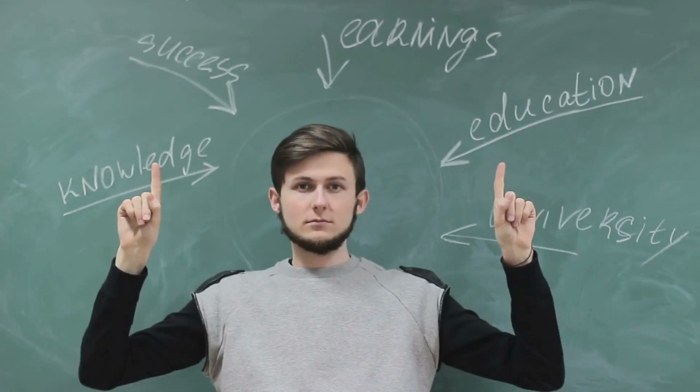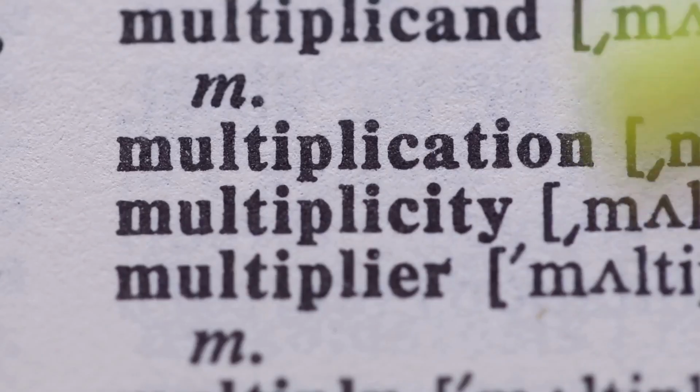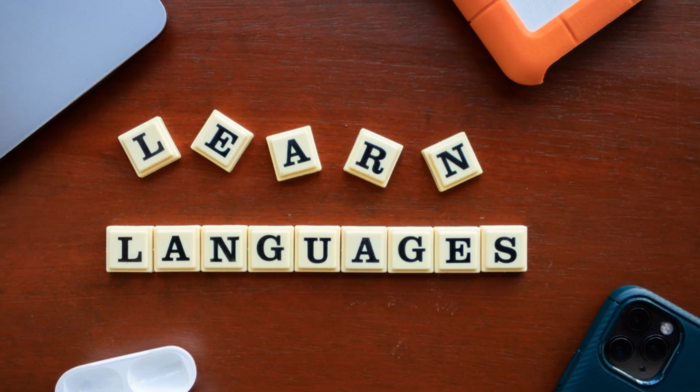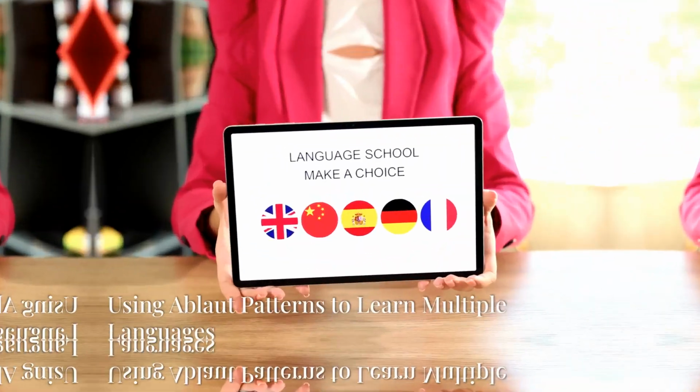And Ablaut isn't limited to verbs. In English, we even use it in nouns, like man and men, where the vowel shift shows singular versus plural. You can find similar examples in other Indo-European languages too.